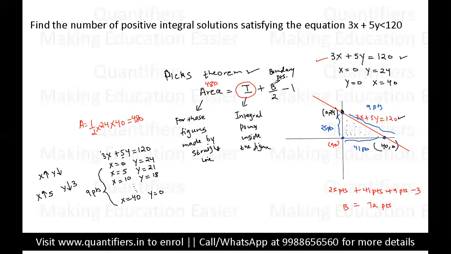So now if I put b is equal to 72, and now students just solve this equation, you will get 480 is equal to I plus 72 by 2 minus 1. So from here I'll get 480 is equal to I plus 36 minus 1, that is 35. यहाँ से students हमें I की value मिल जाएगी, which comes out to be 445. So students, 445 is the answer.